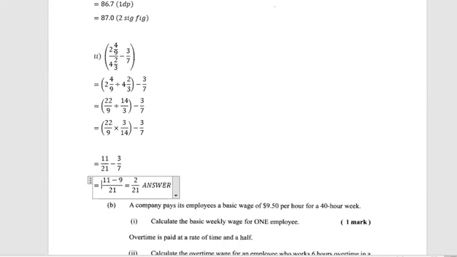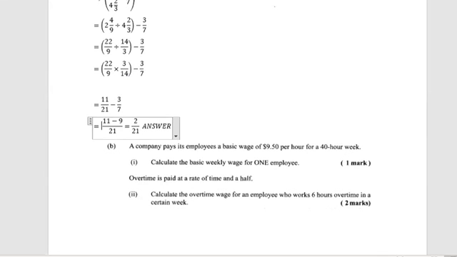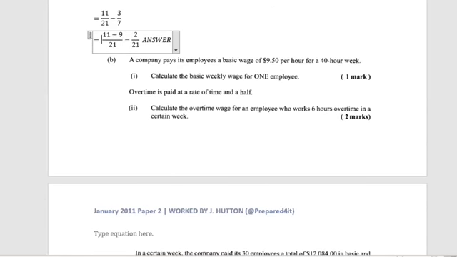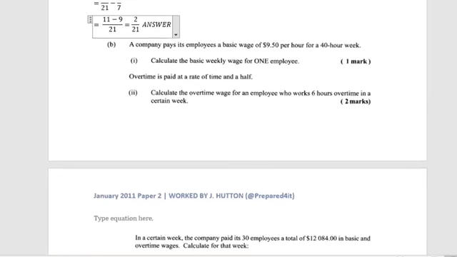So now we are moving to part B, and it says a company pays its employees a basic wage of $9.50 per hour for a 40-hour week. Part 1 says calculate the basic weekly wage for one employee. So can anybody give me an idea of how I would work this one? The first person to start speaking will take the floor.